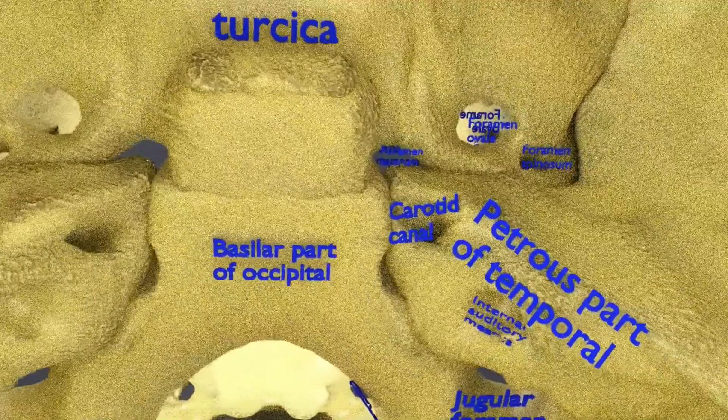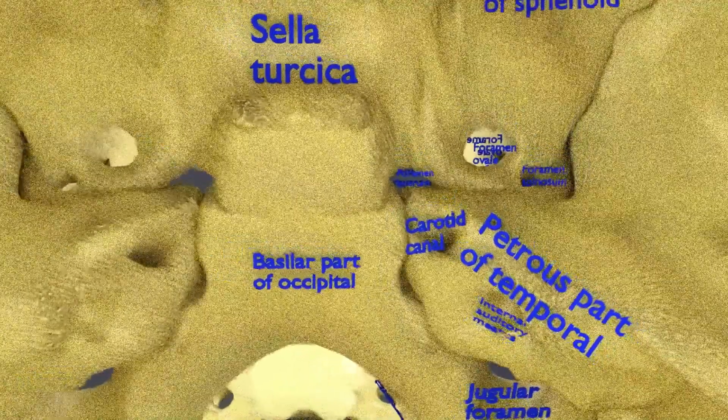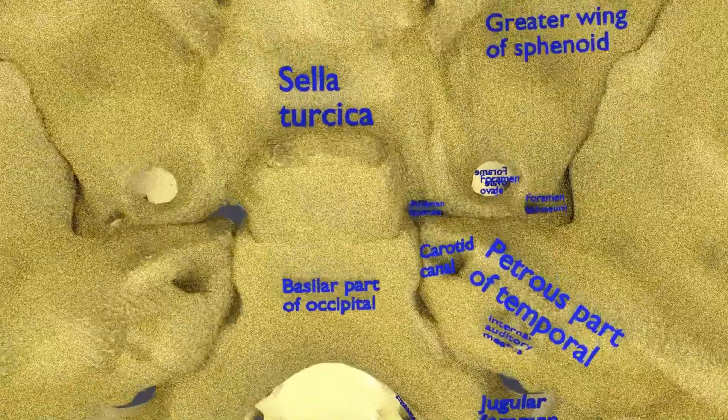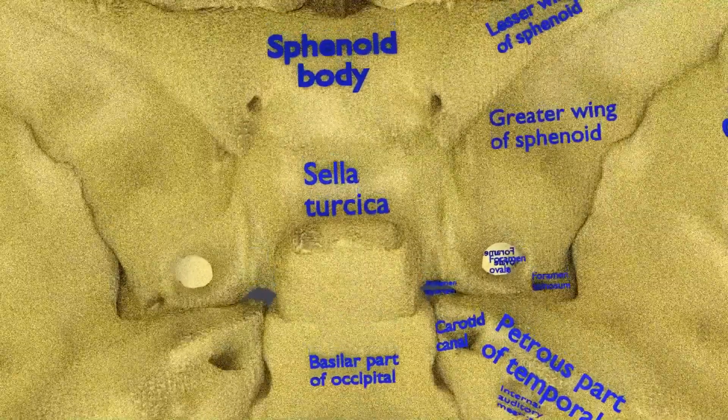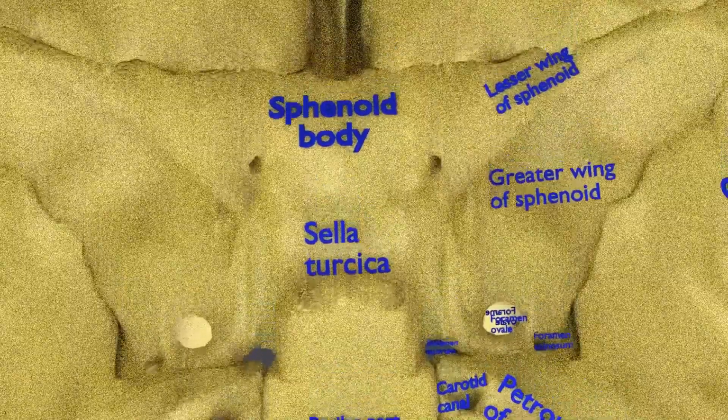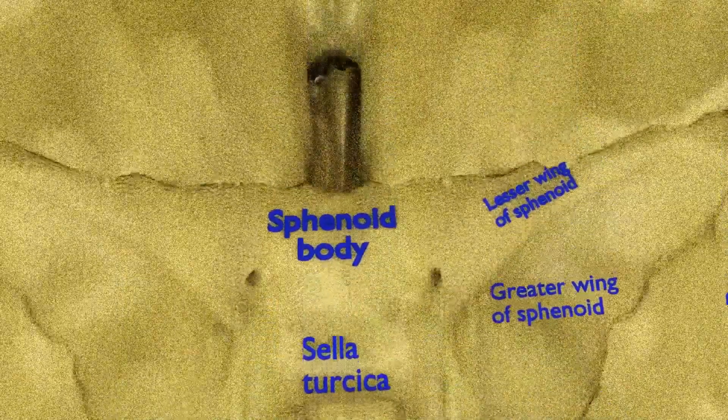Also visible here is the internal auditory meatus which gives way to the vestibulocochlear nerve, that is cranial nerve 8, the facial nerve, that is cranial nerve 7, and labyrinthine vessels. This is the sagittal sinus groove for the sagittal sinus. The purpose of the sagittal sinus is to carry waste and fluids away from the brain as veins do throughout the rest of the body.